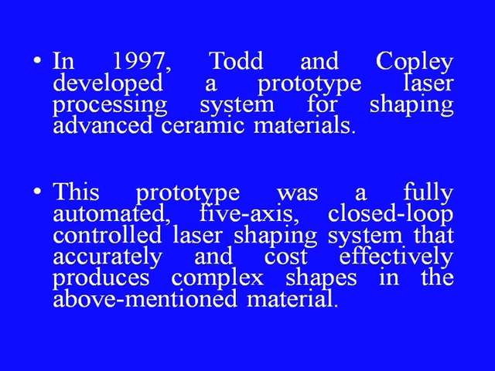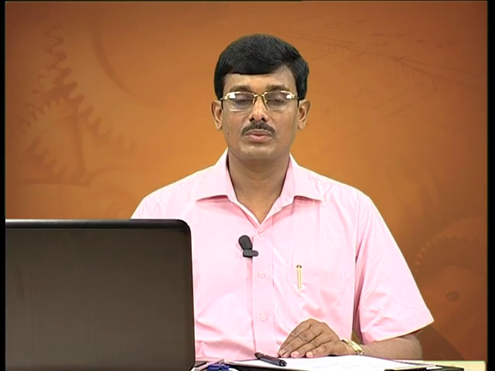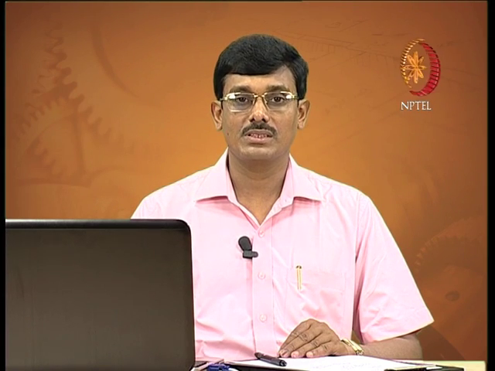The prototype was a fully automated system having a 5-axis closed loop controlled laser shaping system, which could accurately machine and cost effectively produce complex shapes in ceramic materials. As we know, ceramic materials are usually difficult to machine in conventional processing methods, but they are good candidates to be processed by non-conventional machining methods, one of which is laser beam machining.